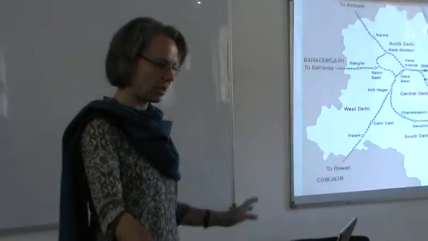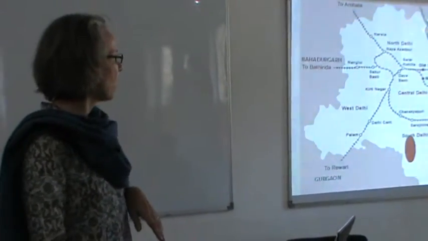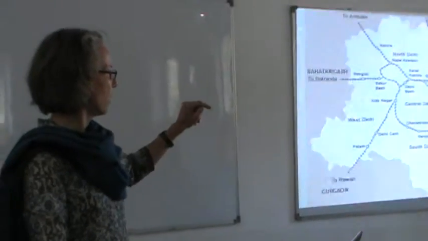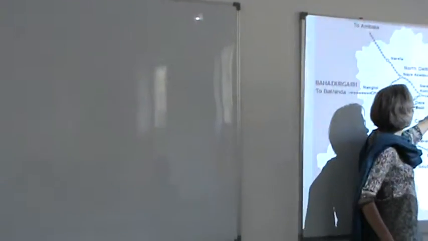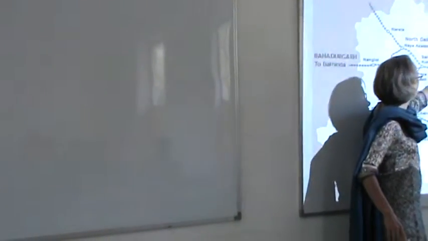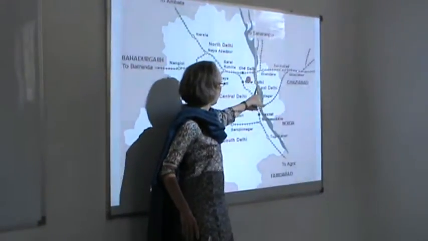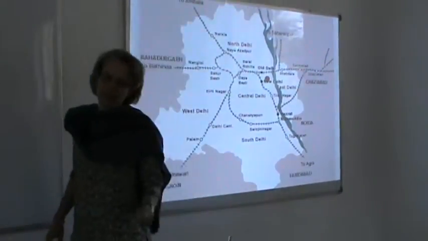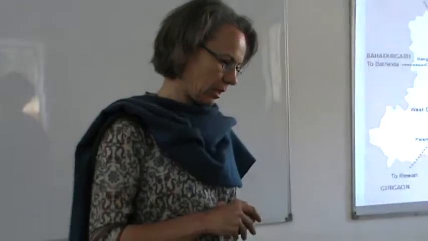So if this is a very rough map of Delhi, the people I was working with used to live right on the Yamuna Pushta, right in the center between Lutyens' Delhi and old Delhi. So it's really near ITO. Now what happened to them in the course of resettlement is this is where they went.